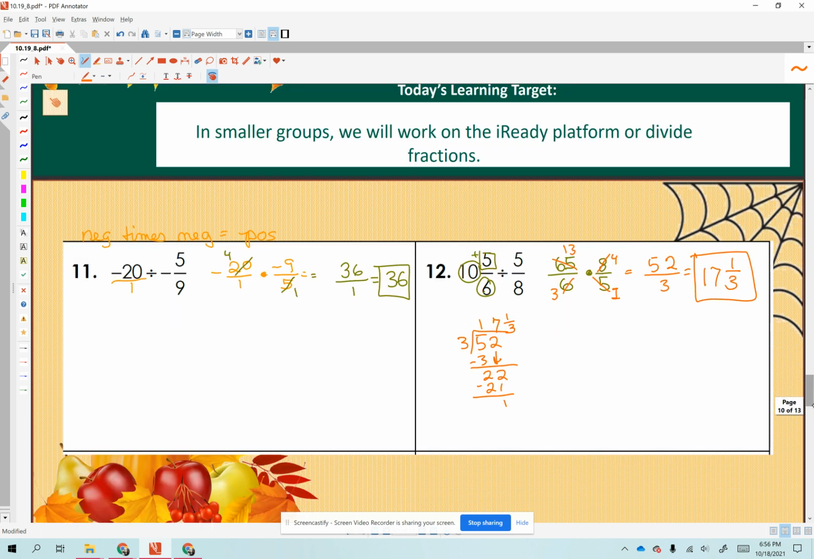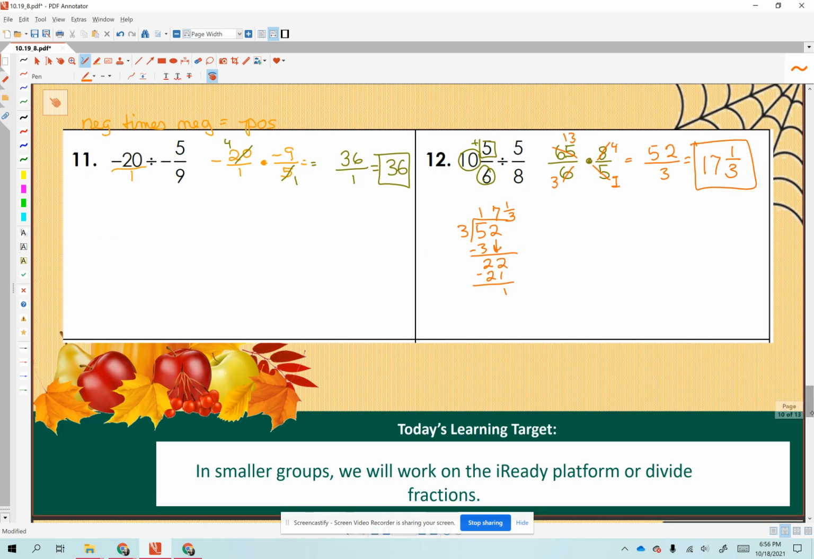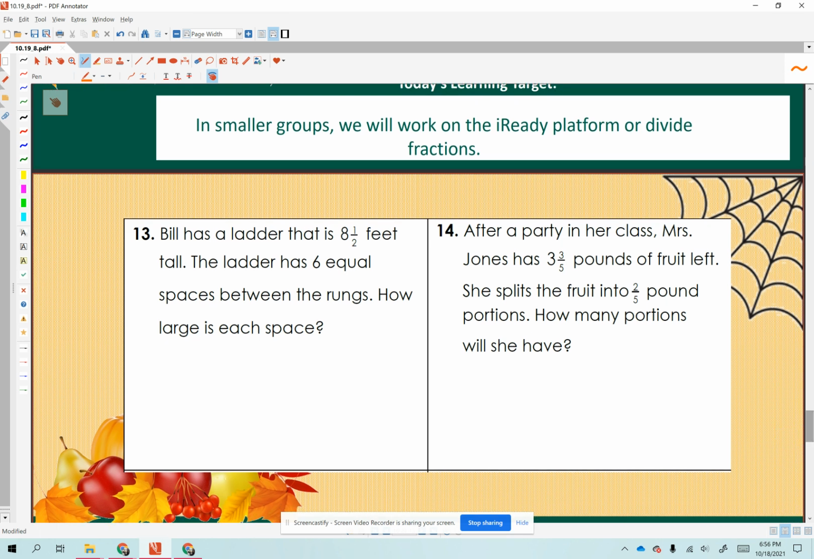And let's go do those applications. Bill has a ladder that is 8.5 feet tall. The ladder has 6 equal spaces between the rungs. How large is the space? So if we've got a ladder with 6 equal spaces between the rungs, how large is each space?